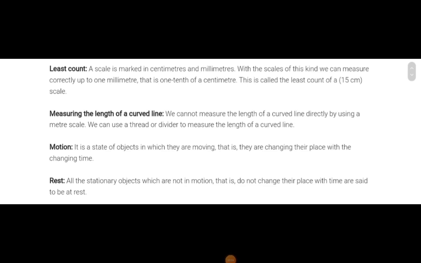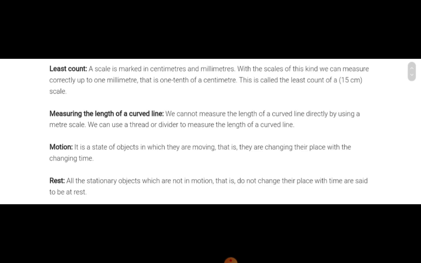It's our session 2 of physics in continuation with NCERT, chapter number 10, motion and measurement of distances. Today we are starting with the second part of the chapter, motion. As aforesaid, it is a state of objects in which they are moving, that is, they are changing their place with changing time.